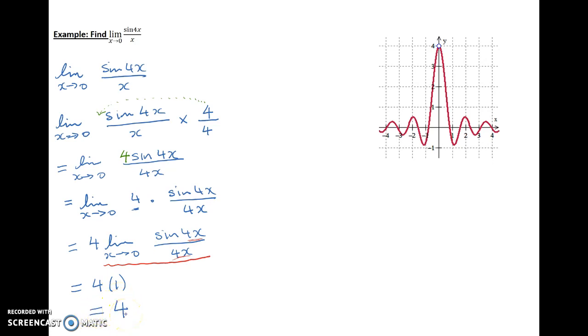so the limit is 4. And again, if I draw your attention over here, we can see that graphically, as x approaches 0, in other words, as we get closer and closer to an x value of 0, the height of the graph is getting closer and closer to 4. So again, the graphical interpretation and the algebraic interpretation both give us the same answer, as they need to.